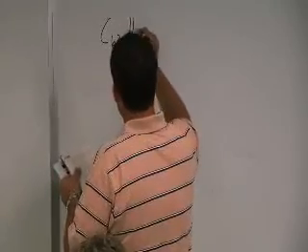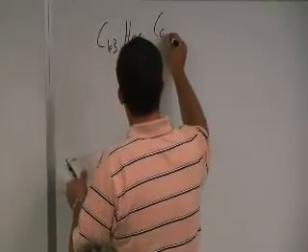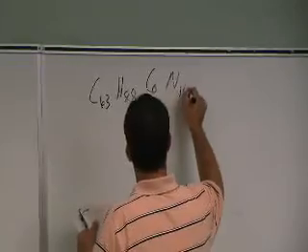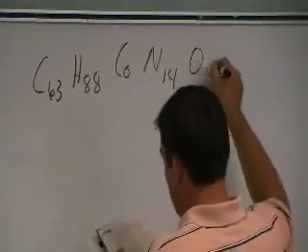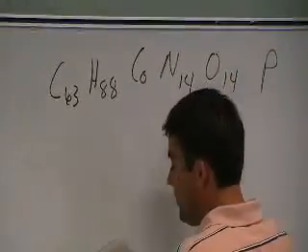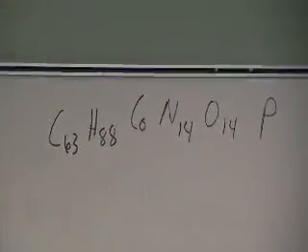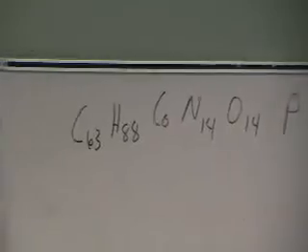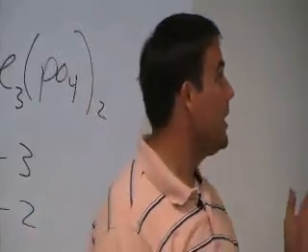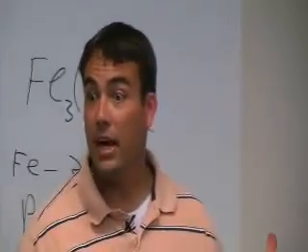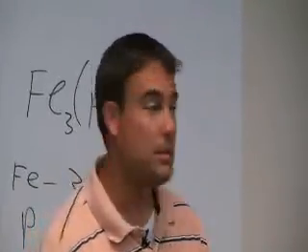C63, hydrogen 88, cobalt, nitrogen 14, oxygen 14, phosphorus. This is number 30. I'm on page 64. Now this is a neat little compound. What's the trouble? What's so funny? Oh yeah, it's a lot of numbers, right? I mean, certainly it's a big vitamin. It's one of the B vitamins. It's water soluble.